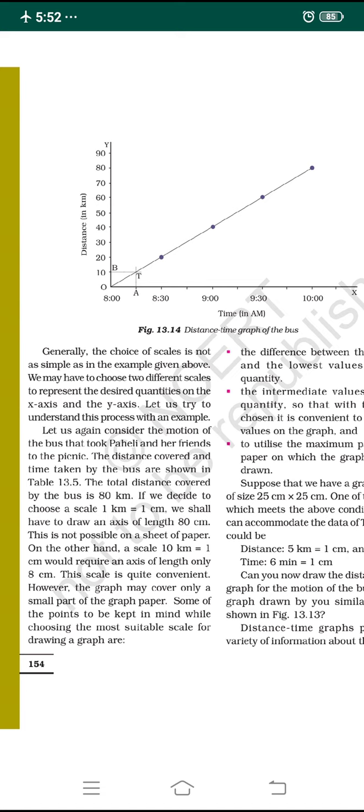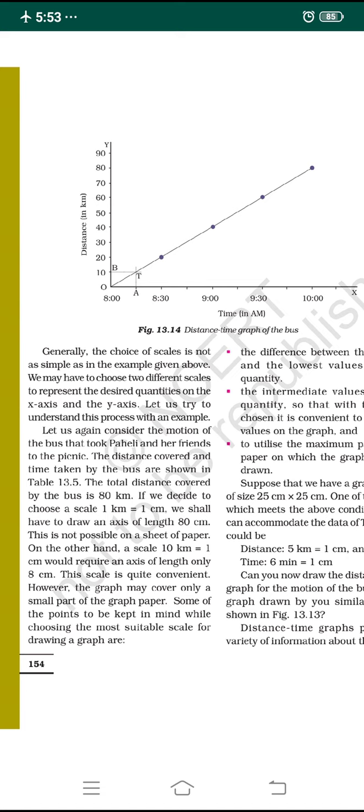So on the other hand, a scale of 10 kilometer equal to 1 centimeter would require an axis of length only 8 centimeter. 1 centimeter should be taken as 10 kilometer. Instead of taking 1 kilometer equal to 1 centimeter, you must take 10 kilometer equal to 1 centimeter. So this scale is quite convenient, because large distance can be covered within a short space of the paper, because 1 centimeter means 10 kilometer. So 8 centimeter means 80 kilometer.